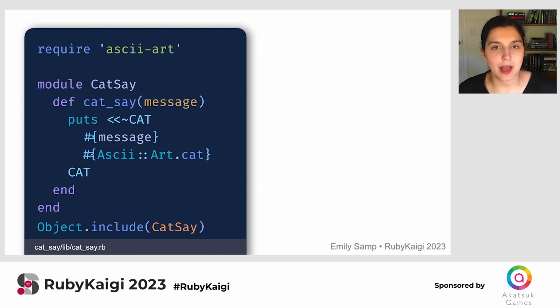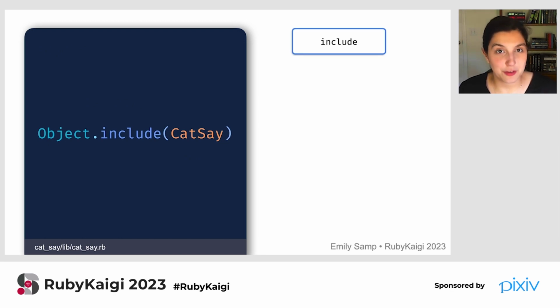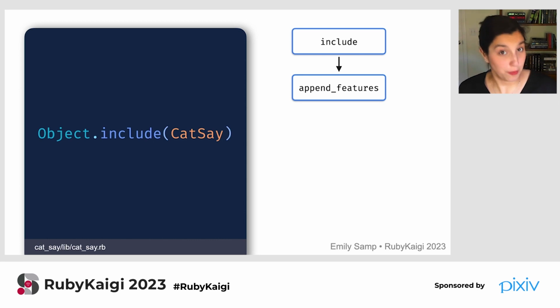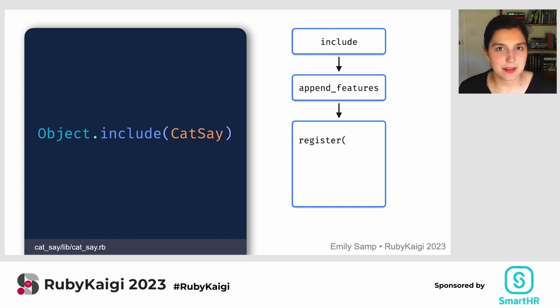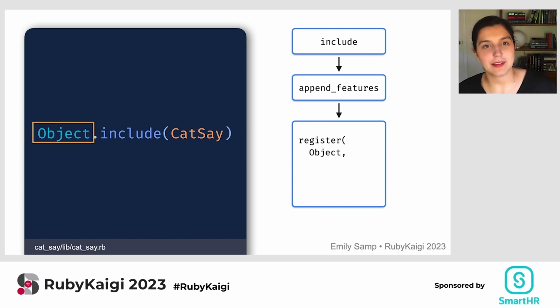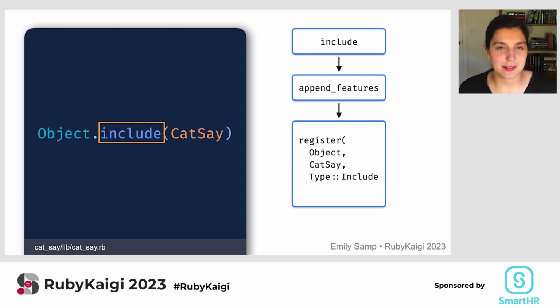In order to generate RBI, Tapioca would load the catse gem, which would trigger this line, where we call object.include and pass in the catse module as an argument. This call to include will trigger the append features method, which we have overridden in Tapioca. Within the method, we will call Tapioca's register method, and we will pass in the following arguments. First, we pass in the object class as the constant receiving the mixin. Then we pass the catse module as the constant being mixed in. And finally, we specify the mixin type as an include.